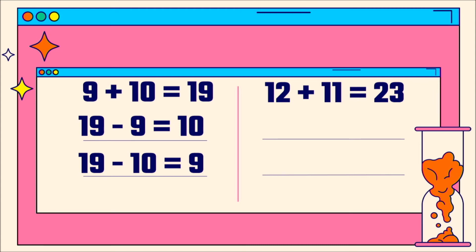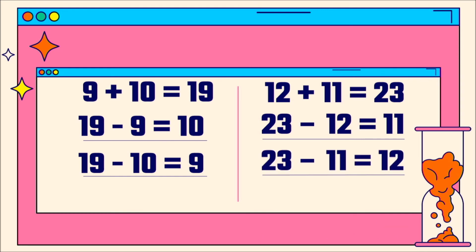So, it means 23 is our, what is it? Subtrahend, minuend, or difference? Very good. 23 will become our minuend and 12 is our subtrahend and equal to 11. So, 11 became our difference in here. Another one, 23 minus 11 is equal to 12.